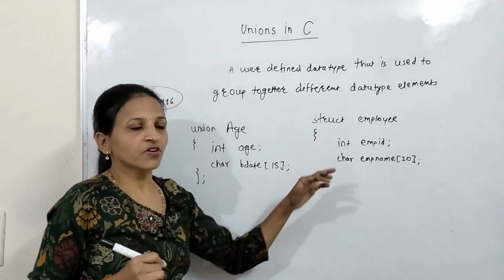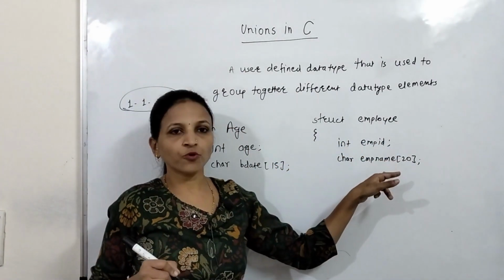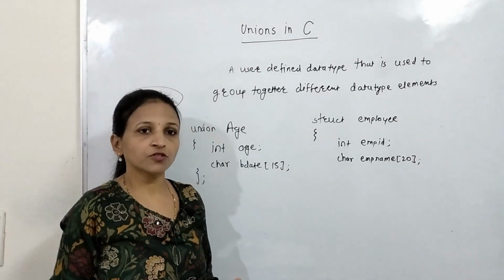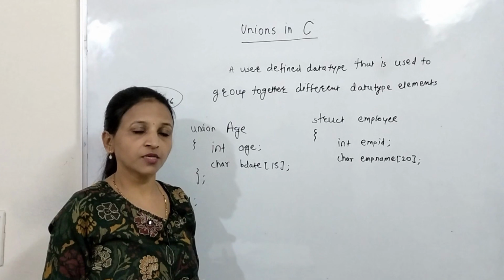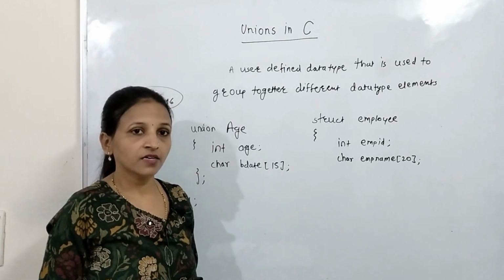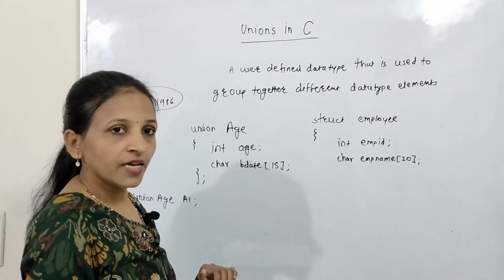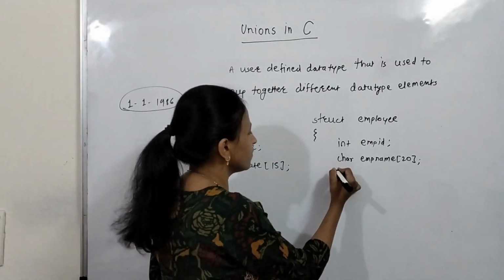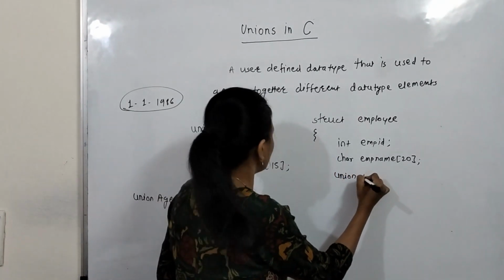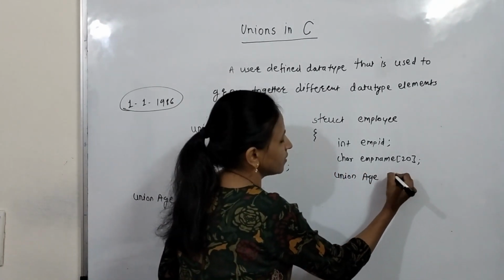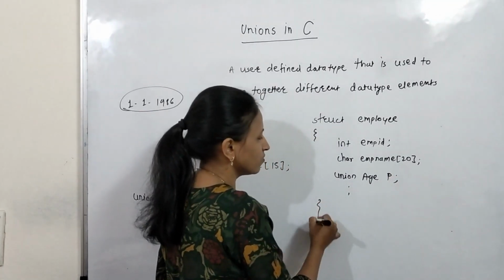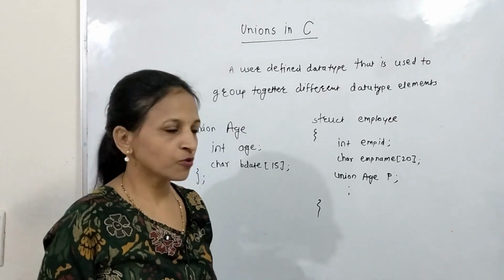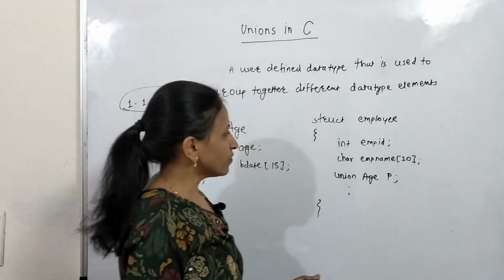Now see here, I am creating one employee structure. It has employee ID, employee name, and I want to store the age of that employee, but I am not sure whether the user is going to enter age or birth date, but they may enter any one. Then we can use this union Age as a member of this structure. How? See, in this way, union Age, let P, in this way. Any other members you want to declare, like address of that employee, salary of that employee, you can do here.